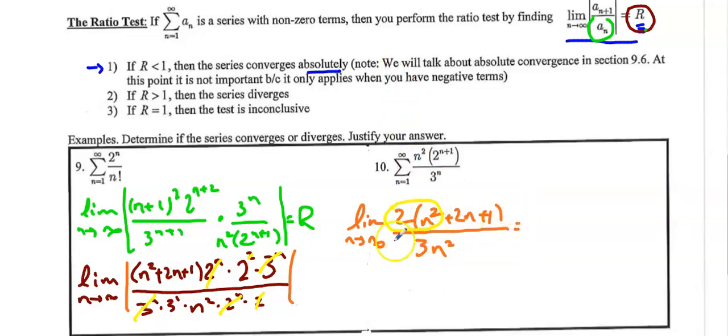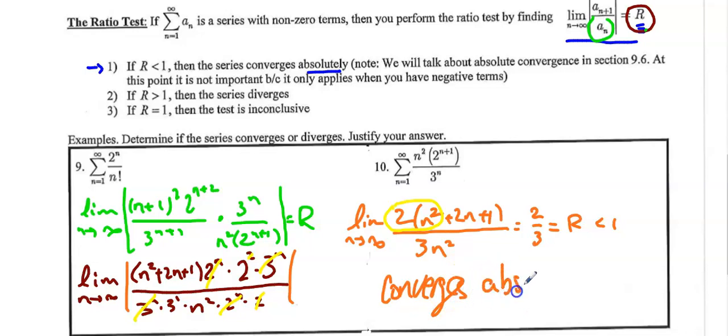So this approaches 2n squared over 3n squared. So this limit is just equal to 2/3. And again, this is the r value that we're trying to find up here. And since this r value is less than 1, I can now say that this series also converges absolutely. Okay, so that's a very short version of the ratio test.